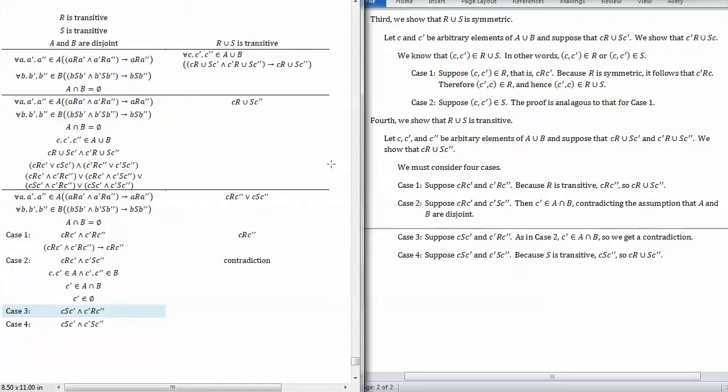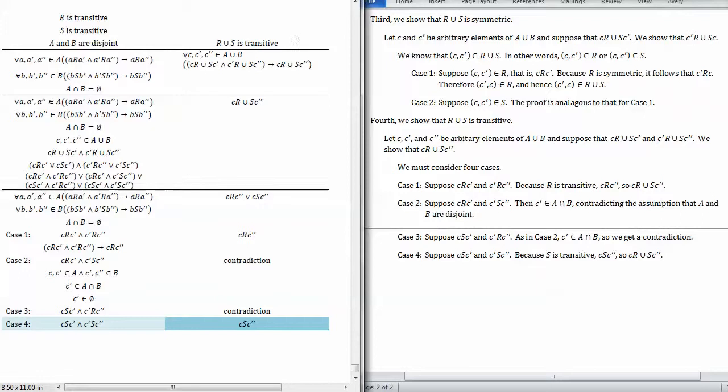Case 3, we again have one arrow in the set B, one arrow in the set A, so we would again get that C prime is in both, which is a contradiction. And in case 4, everything's happening in the relation S, or in the set B. And so that proof would be very similar to case 1, but you're going to use this other universal statement here. Okay, you're going to be using that S is transitive for that.